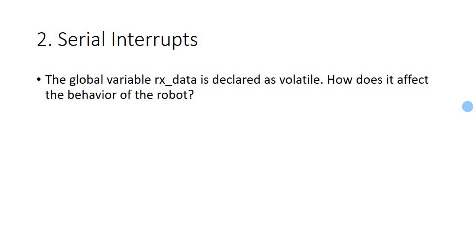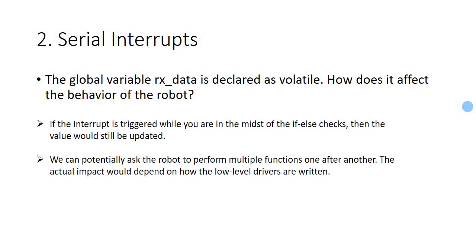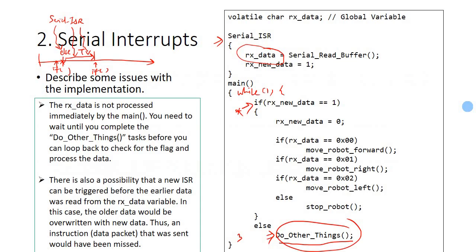The other question is: the global variable RX data is declared as volatile. How does it affect the behavior of the robot? Let's go back to the code here. Let's assume that right now I have the interrupt, and when I do the if check, the RX new data has already been set. So at this point of time, RX new data is equal to 1.